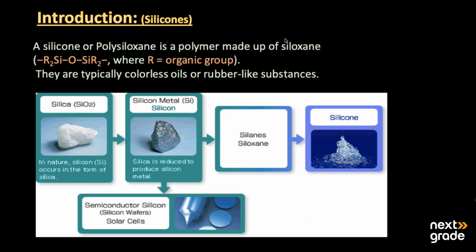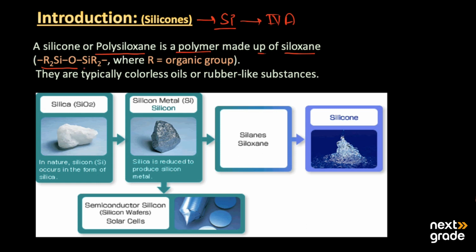The topic we will discuss today is silicones, or an introduction to them. So let's have a look at silicones. Basically, the word silicones denotes a compound of silicon, which is from group 4A elements. A silicone is also known as a polysiloxane. It is a polymer made up of siloxane.